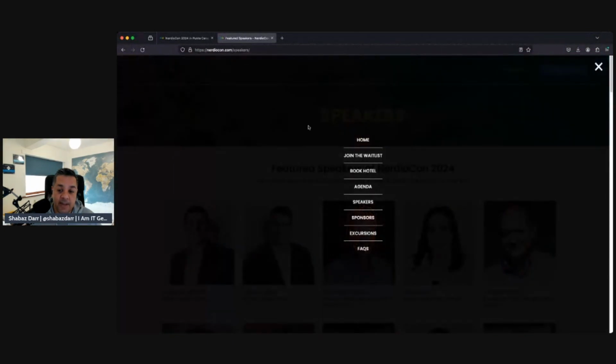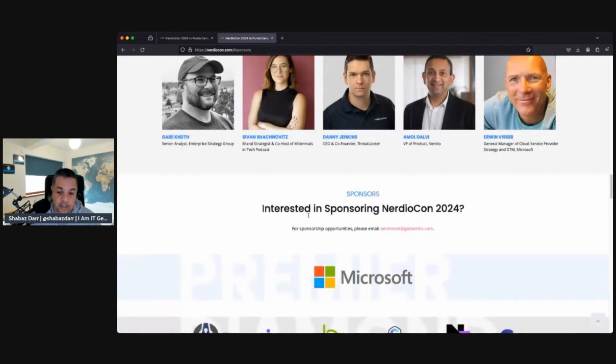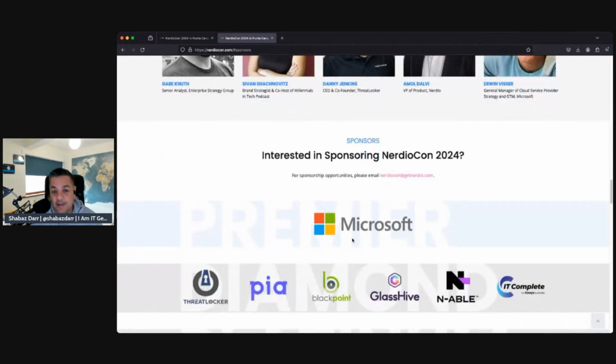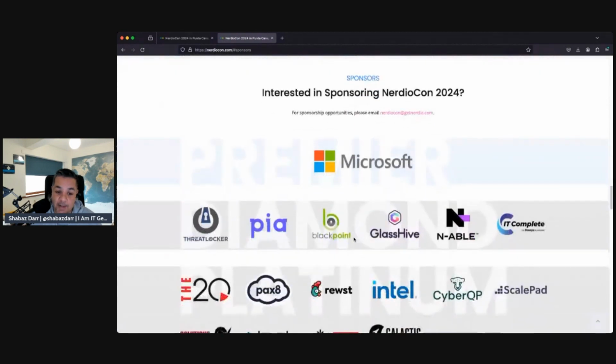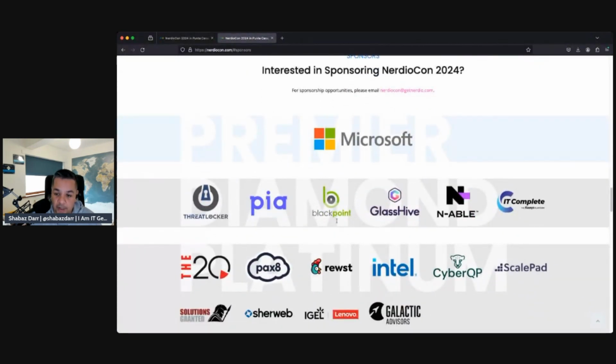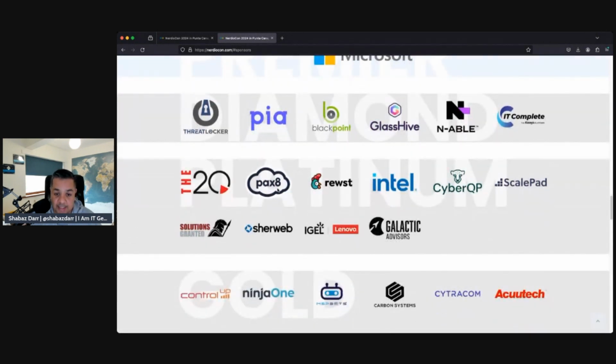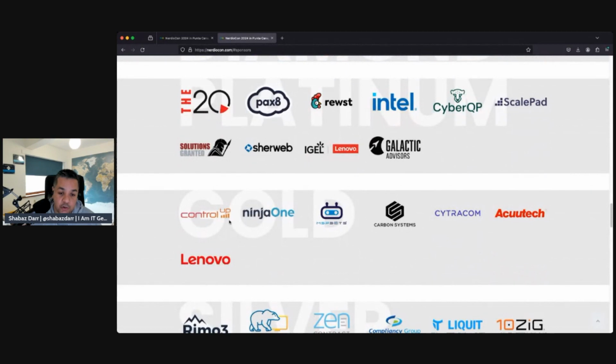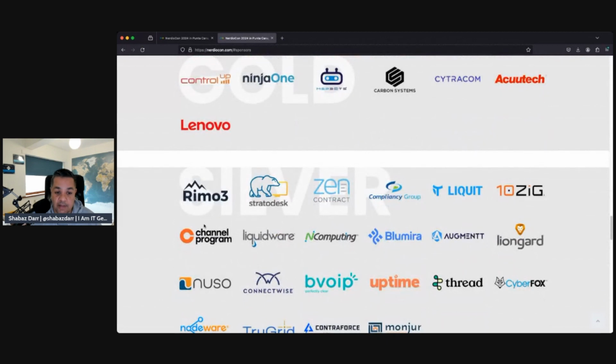Now, again, these events wouldn't be possible if it wasn't for Nerdio, but also the sponsors. So I want to give a quick shout out to the sponsors. Microsoft are the premier sponsor. It's AVD, it's got to be Microsoft on it. So Diamond sponsors, your Threat Locker, PIA, Blackpoint, Glass Hive, Enable, IT Complete. And then we've got some platinum sponsors like Intel, Pax8, Solutions Granted, Galactic Advisors, CyberQP, ScaleBad. Gold sponsors Control Up, Ninja One, Carbon Systems, Lenovo, and then we go to the silver, which is Remo 3, Stratadesk, Zen Contract, Compliance Group, Liquid, and so on.